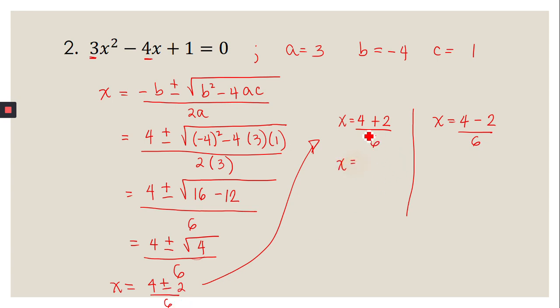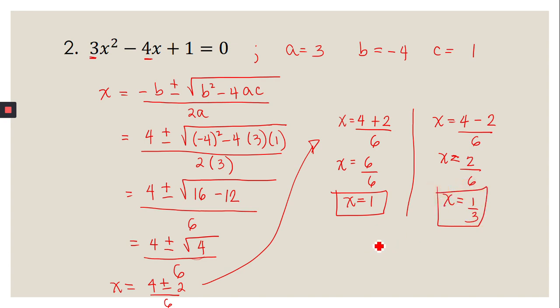So x is equal to 4 plus 2 is 6 over 6. X is equal to 1. And then x is equal to 4 minus 2 is 2 all over 6. And what is 2 over 6? That is 1/3. Okay, so the solutions are 1/3 and 1. Okay, now if you do not know how to get the square root, or you are not confident, just use the calculator to solve them one by one.